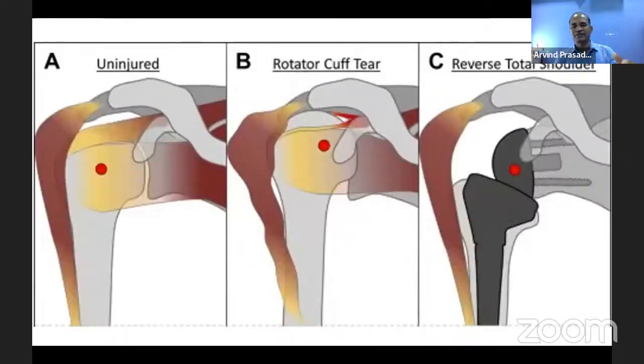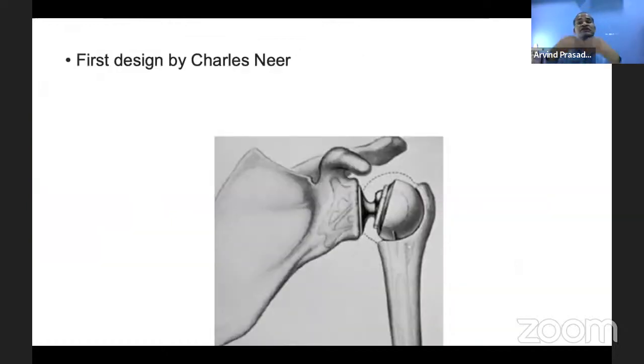Here you can see, at the extreme left is the normal shoulder joint where the humeral head stays in the joint. In a rotator cuff tear, the humeral head starts going up, so the center of rotation goes up. And in the reverse shoulder, we keep the center of rotation down and medial, so that the deltoid muscle acts as an abductor, and because of the medialized joint, it becomes a stable one. This is the principle of reverse shoulder arthroplasty, which was first designed by Charles Neer.